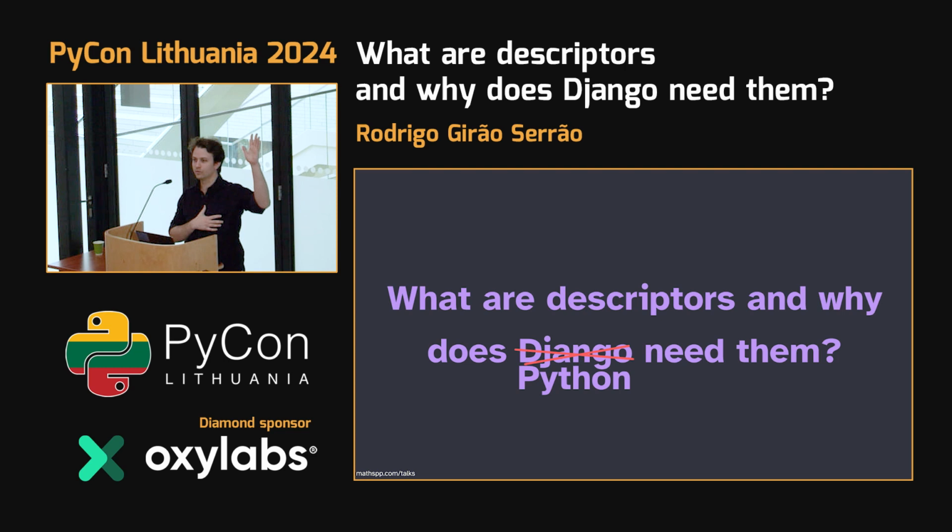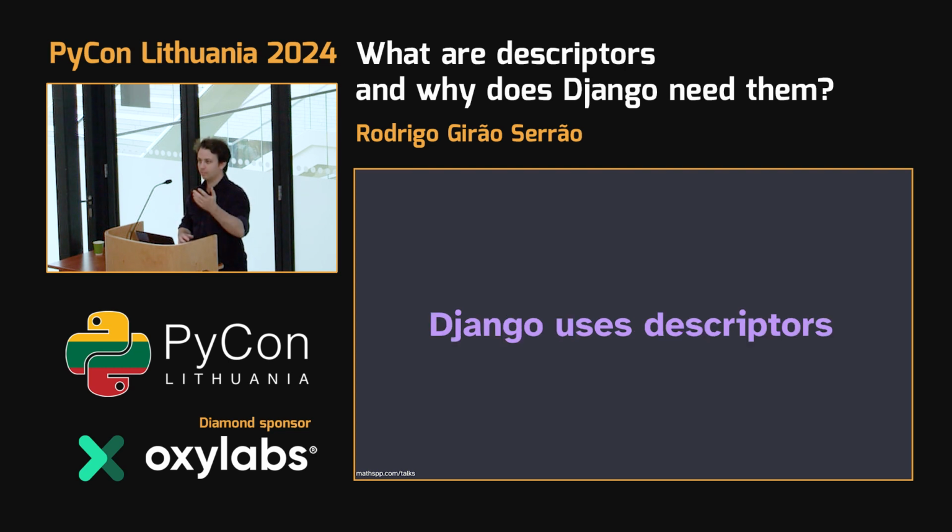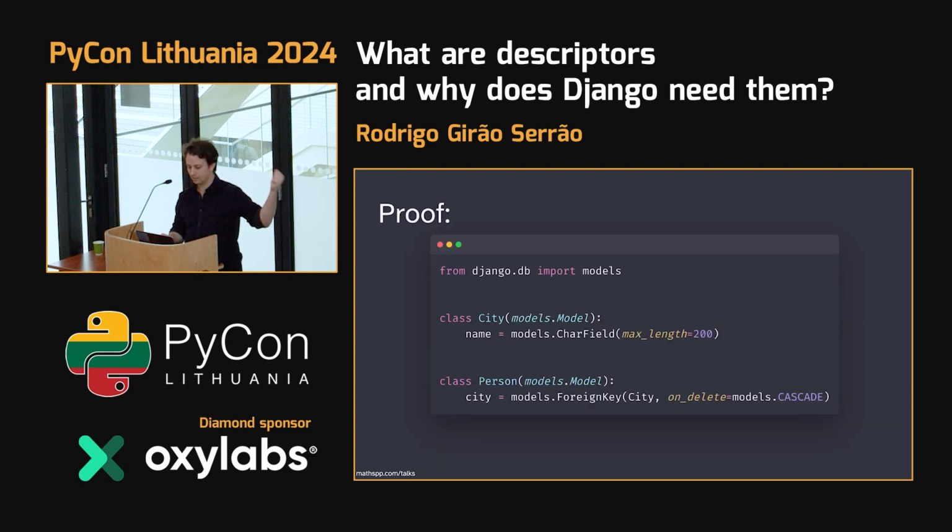Actually, have you ever used Python? You've used descriptors. You don't know it, maybe, but you have used descriptors. Right, so if I'm telling you that Django uses descriptors, and if I want to show you why Django needs them and how they actually work, maybe I should start by showing you that Django does use descriptors, right? I studied mathematics, so if I make a claim, I need to prove it. So here's proof.